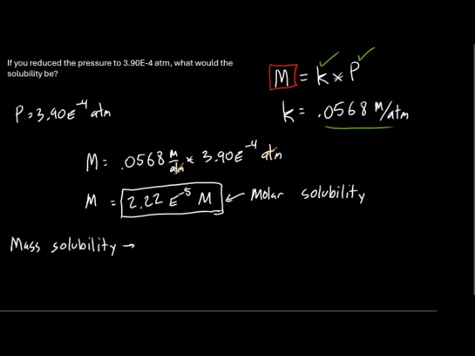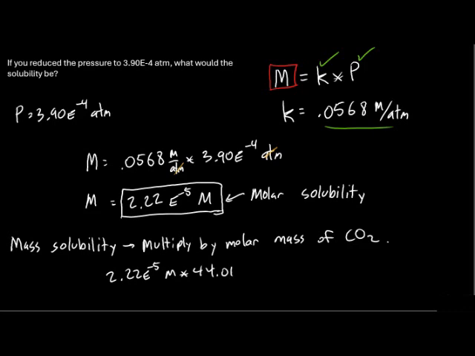To get the mass solubility, we just multiply our molar solubility by the molar mass. So we'll take our answer from the previous step and multiply it times our molar mass, 44.01. We'll get 9.75 times 10 to the negative fourth grams per liter.